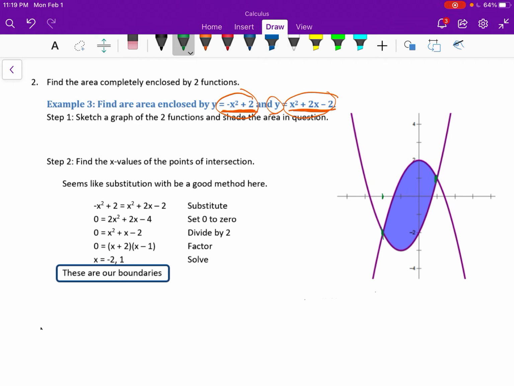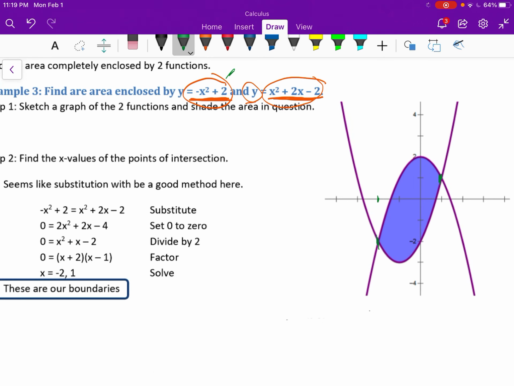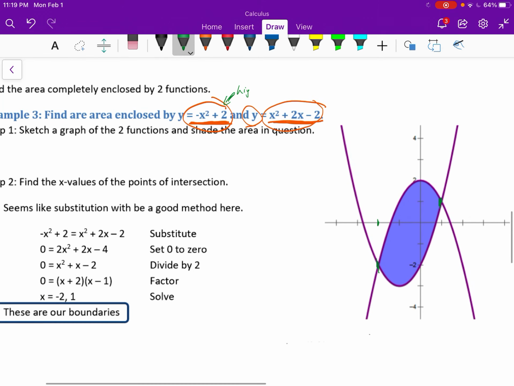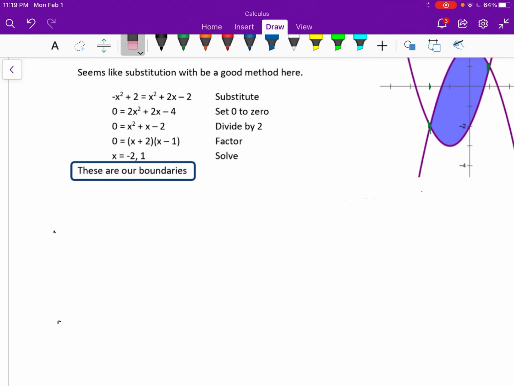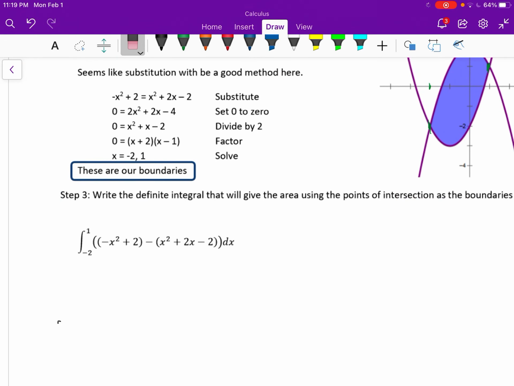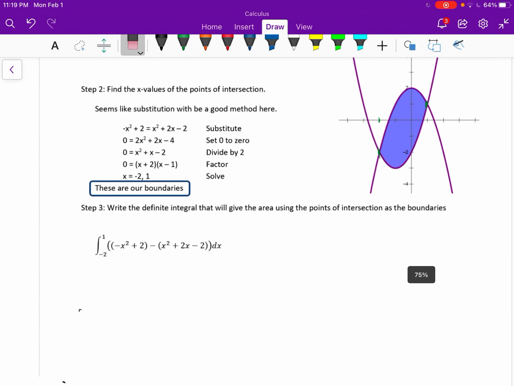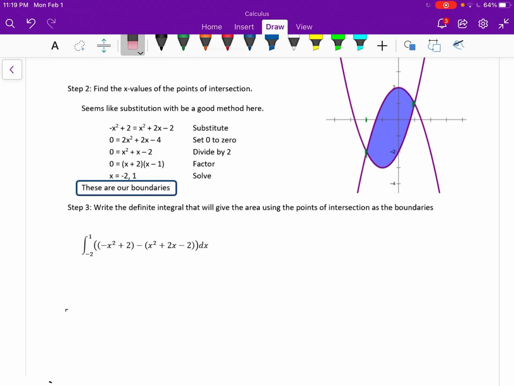And now that we know those, we can then write our integration expression. It's going to be the higher one minus the lower one. The higher one is the negative x squared plus 2, as we can see on the graph. That one's higher. This one's the lower one. And so we can write the definite integral. So there it is, integral from negative 2 to 1 of the higher one minus the lower one.